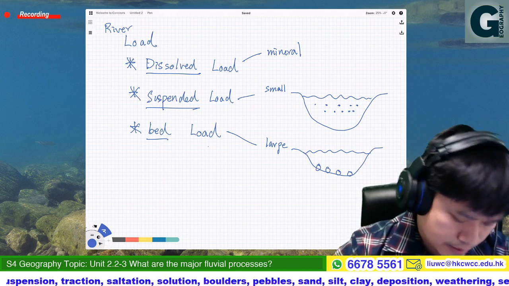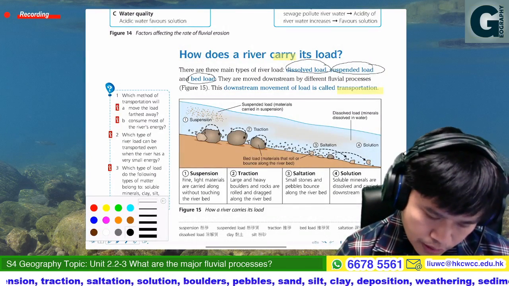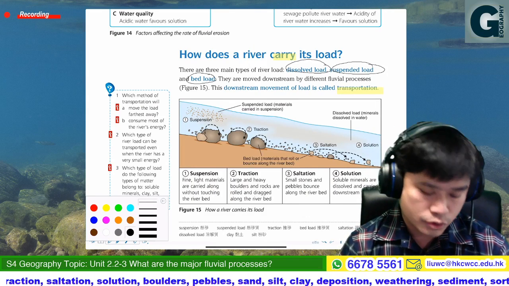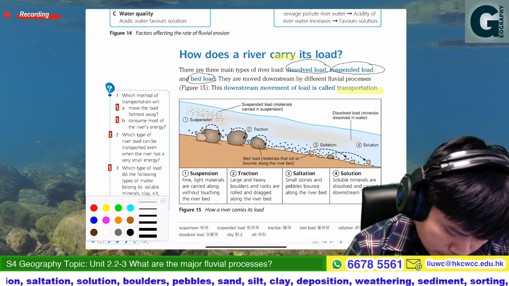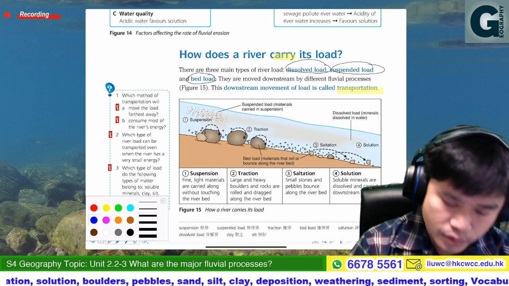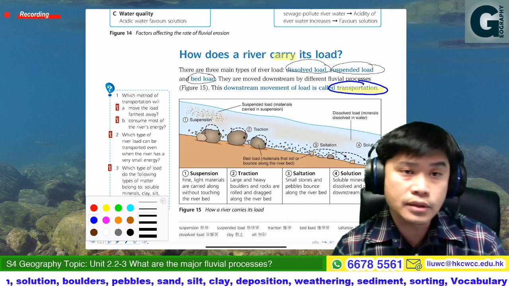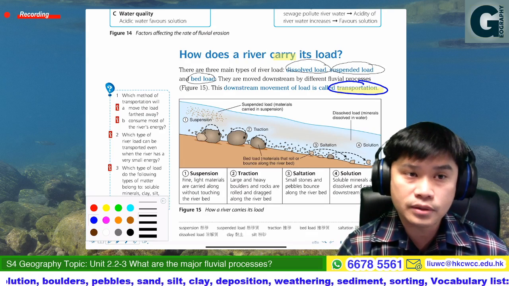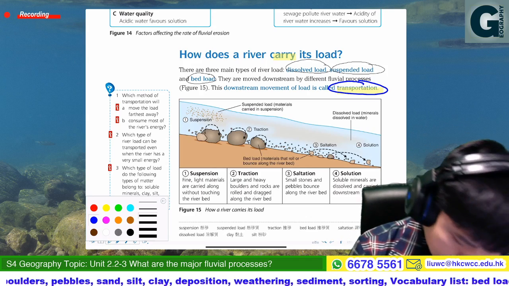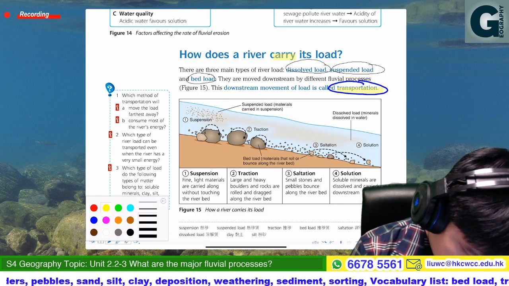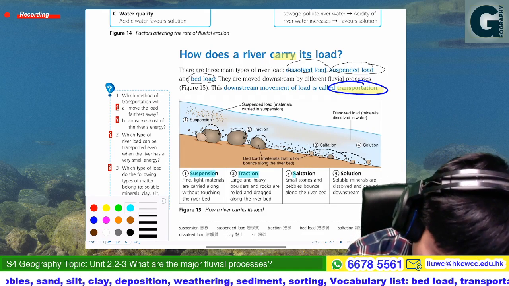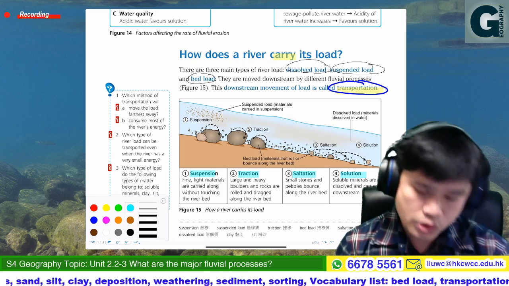Then what would be the movement of those loads? When we talk about the movement, remember we call it transportation. For the process of transportation, we can classify it into four types, namely suspension, traction, saltation, and also solution.